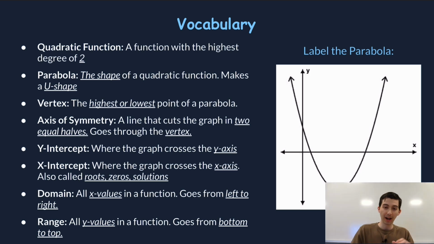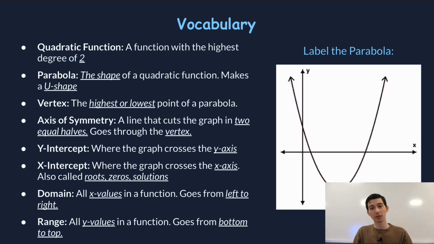It's a function with the highest degree of 2. So anytime we're working with an x and we have an x squared, and that's our highest exponent, it's going to be a quadratic function, we call it. And quadratic functions make what we call parabolas. It's the shape of a quadratic function, and it makes this U shape here. So this would be our parabola.